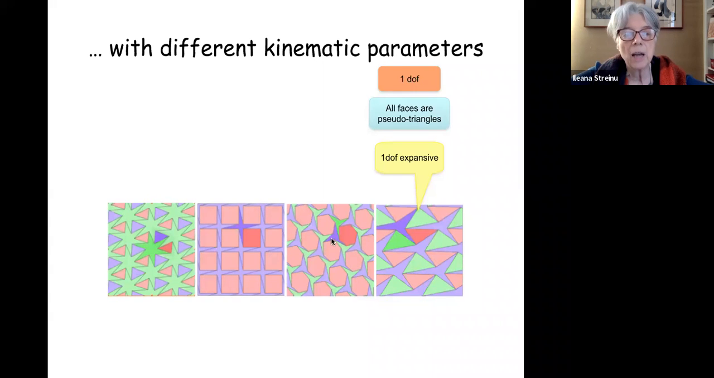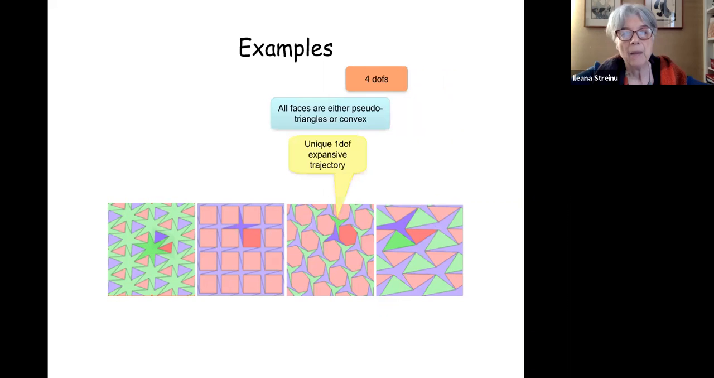There are pseudo-triangular faces here and here. This is not a pseudo-triangle, but it is still pointed. So we have pseudo-triangles here, pseudo-triangles here. This is not a pseudo-triangle, but when it is a pseudo-triangle, then it is 1 degree of freedom and expansive. The next one, well, this is tricky a little bit.